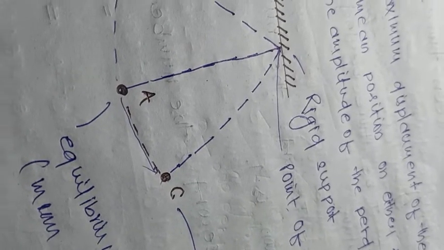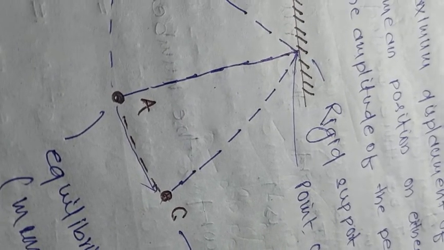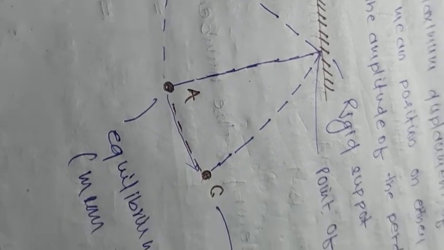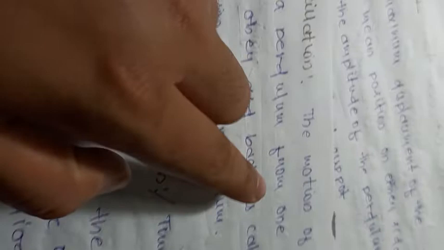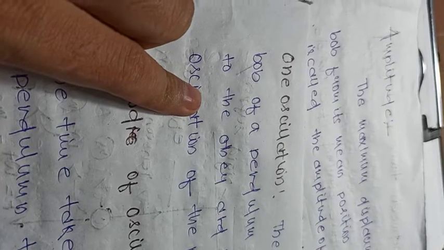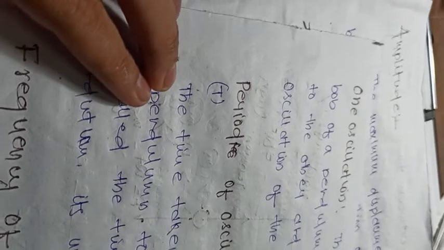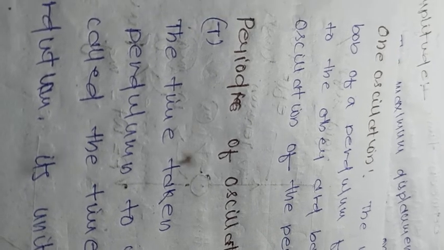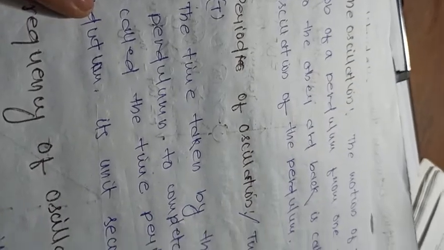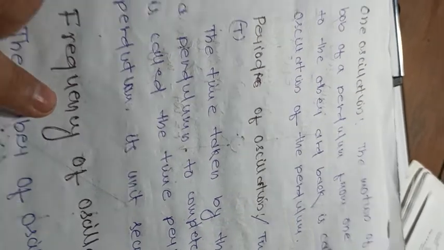The time taken when you make one complete oscillation is what we call the period of oscillation or time period. The definition here: the motion of the wave or pendulum from one extreme to the other and back is called one oscillation. The time taken by the wave or pendulum to complete one oscillation is called the time period, and its unit is second.